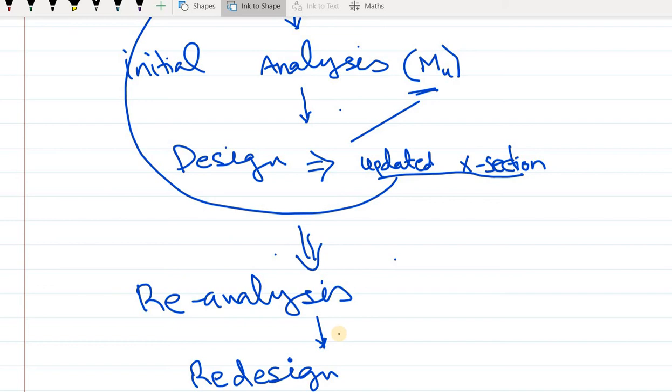Result of analysis to be used as input for design, and the output of design will become again input for analysis, and that analysis when performed again becomes input. So this is how this process will continue.